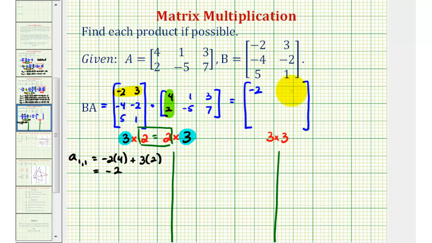Let's go ahead and work our way across the first row. So the next element would be A sub 1, comma 2, which means we'll use row 1 from the first matrix, but now we'll use column 2 from the second matrix. So now we would have negative 2 times 1 plus 3 times negative 5. This would be negative 2 plus negative 15, or negative 17.